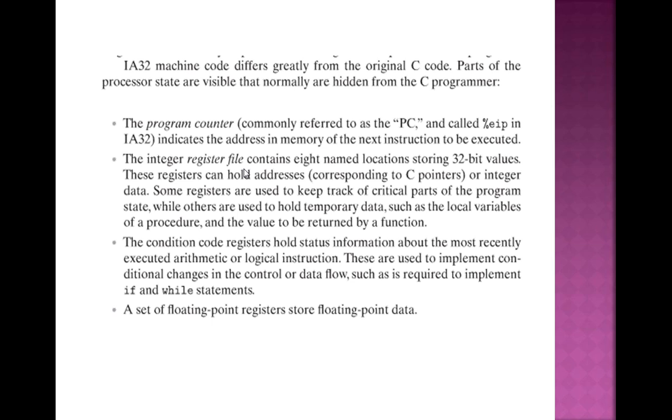These are used to implement conditional changes in the control or data flow, such as is required to implement if and while statements. So the condition code register contains the information that requires control or data flow, like if and while statements. Next is a set of floating point registers that store floating point data. So these are the multiple parts which are stored in IA32 assembly language programs.